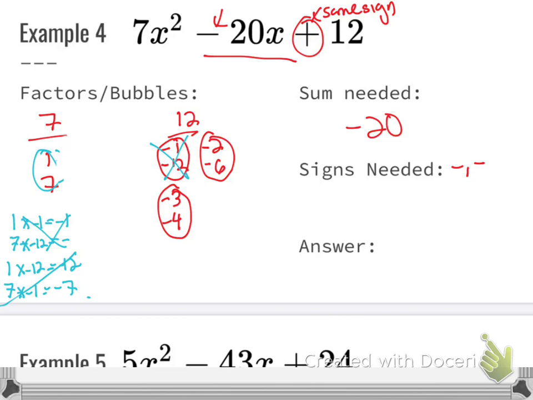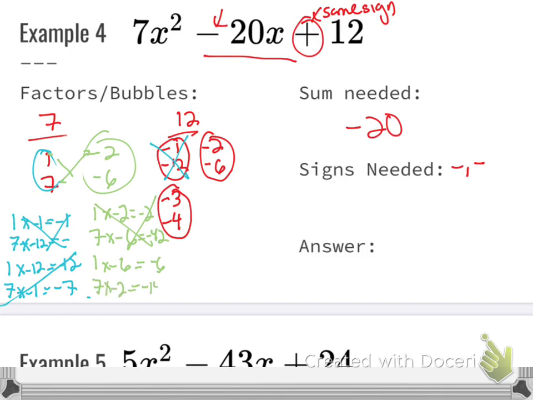Let's see what we can do here. Negative 2 and negative 6. 1 times negative 2 is negative 2. 7 times negative 6, negative 42. Too big, it's not negative 20. So let's try the crisscross. 1 times negative 6 is negative 6. 7 times negative 2 is negative 14. We add those together, and we do get negative 20. Yay, we did it.